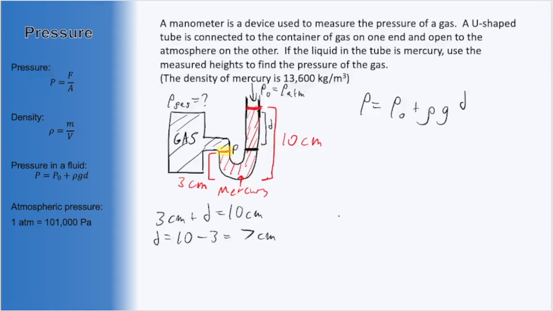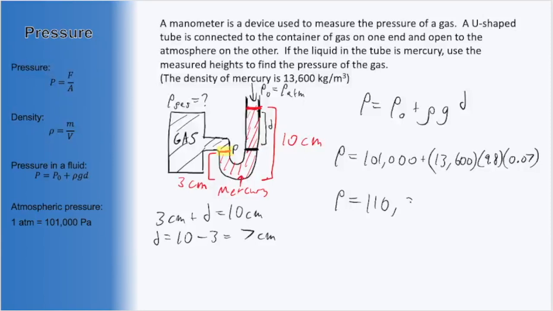Now that I know the depth, which we will want to convert to meters, let's plug things into our pressure equation. I know the pressure at the top of this mercury is just atmospheric pressure, which is 101,000 pascals, plus the density of the fluid, which I'm using mercury, so I need 13,600 for the density, times g, which is 9.8, times the depth, which when I convert to meters is 0.07 meters. Doing this calculation gives me a pressure which is 110,329.6 pascals.